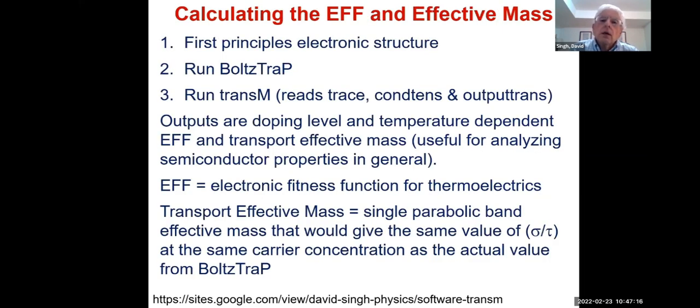So how do you do that? How do you calculate the transport effective mass and the electronic fitness function? You run the first principles electronic structure, then you run BoltzTraP, then you run this little code, and then the outputs are doping level and temperature dependent electronic fitness function and transport effective mass.